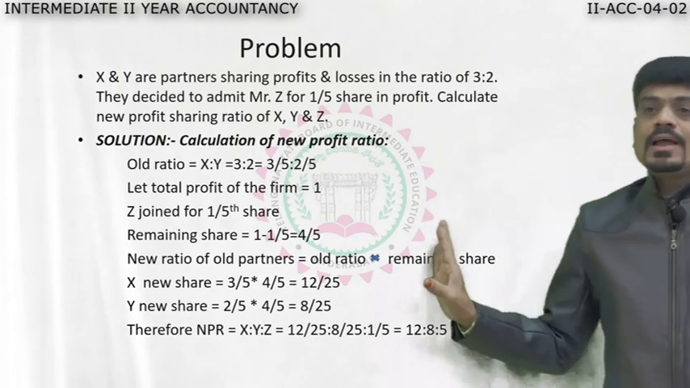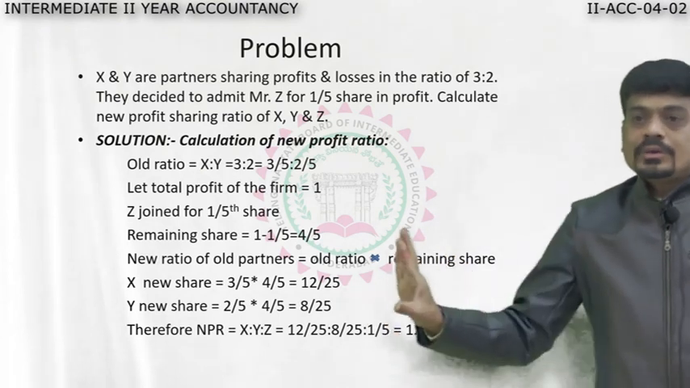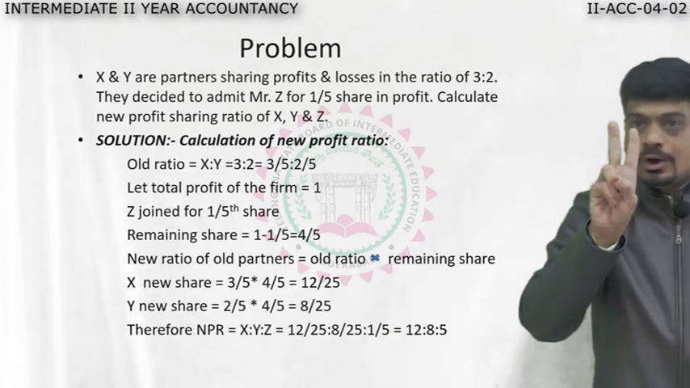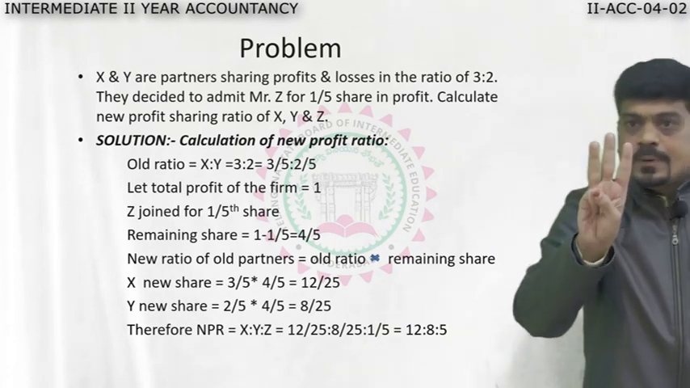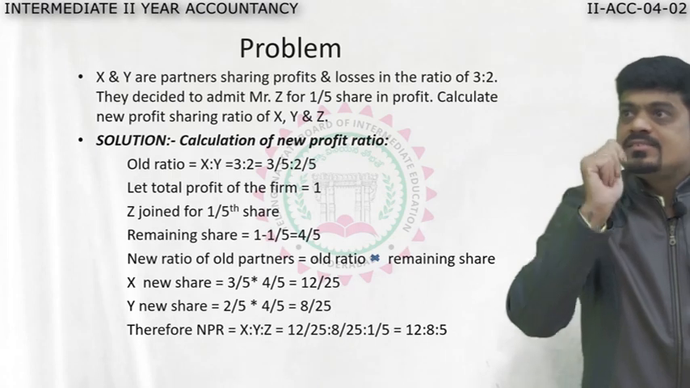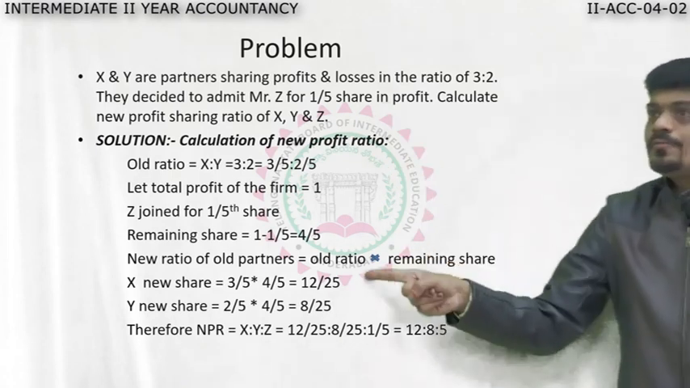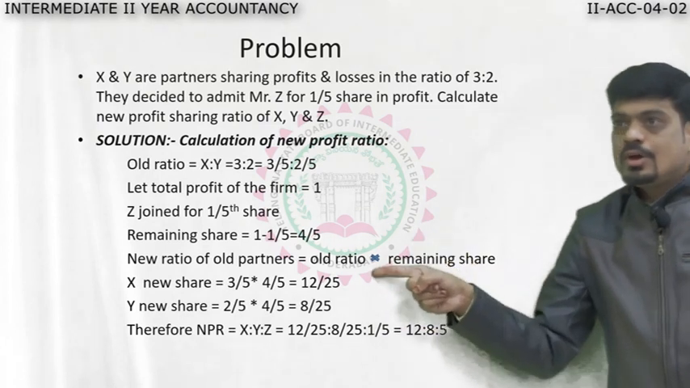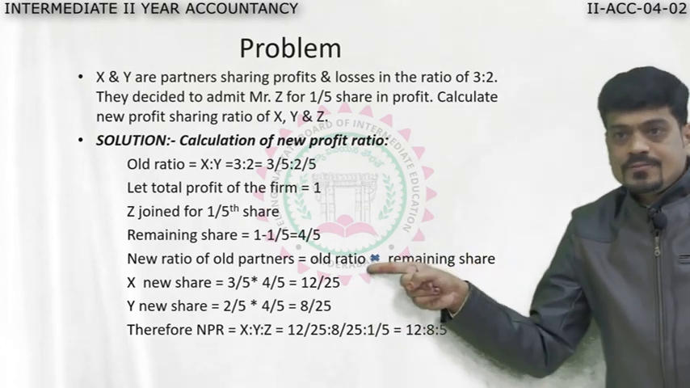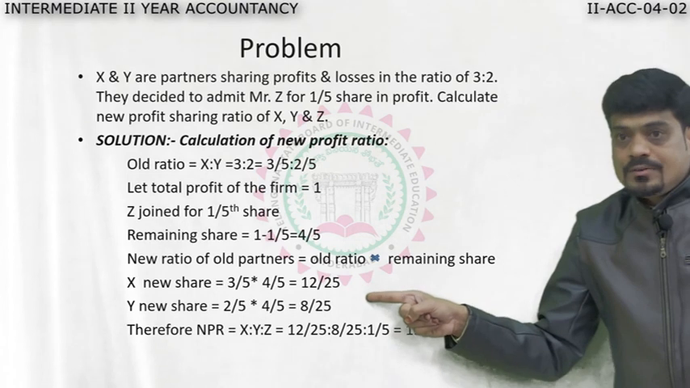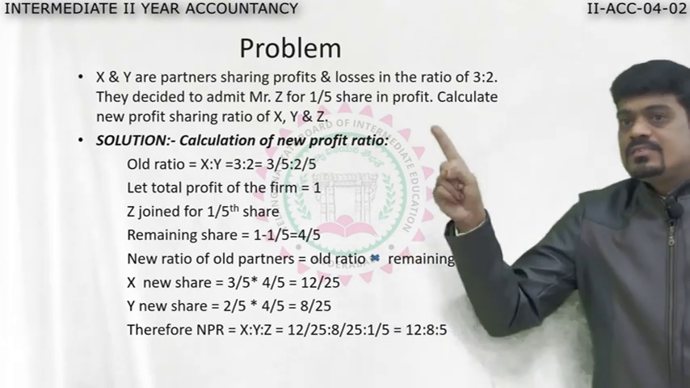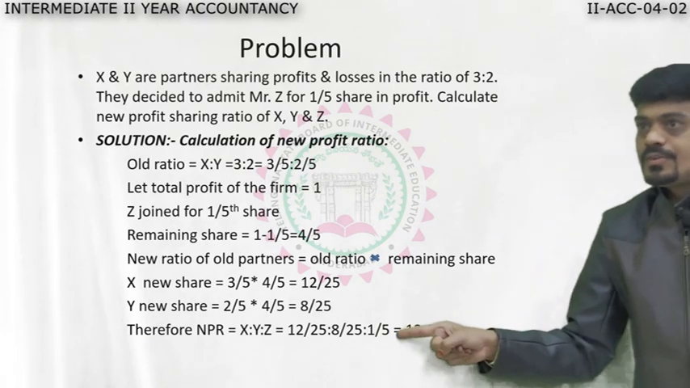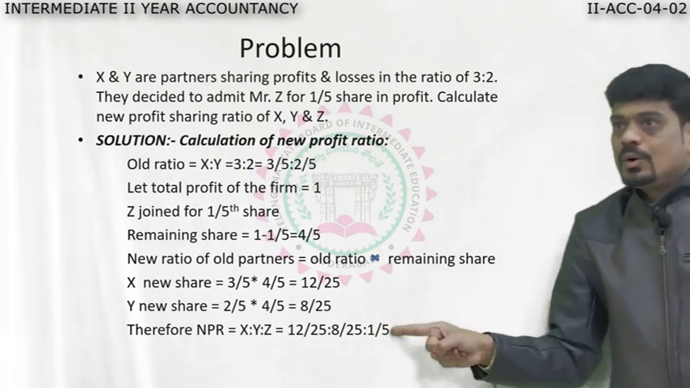Now we'll calculate the total new profit ratio. There were how many partners in the beginning? 2. Now there are 3 partners, X, Y and Z. So let us see the new profit ratio. X is to Y is to Z. What is X's new share we got? 12 by 25, 8 by 25. And be alert, Z had joined for 1/5. So we wrote 1/5.